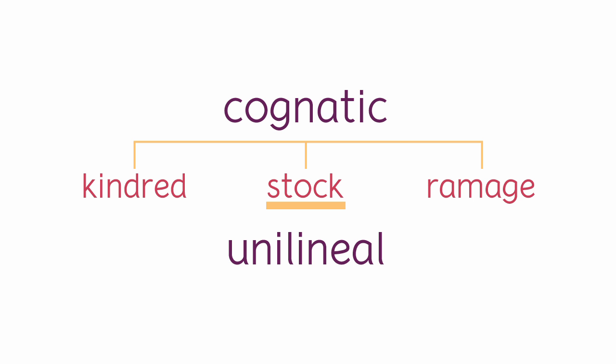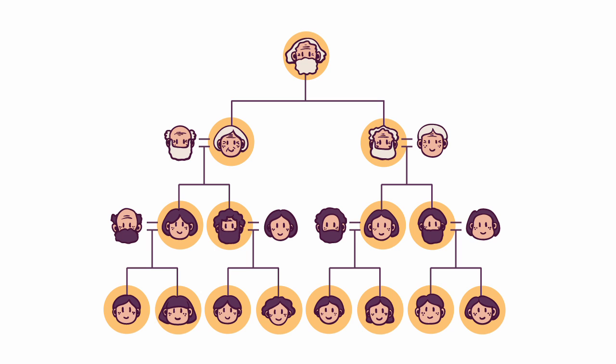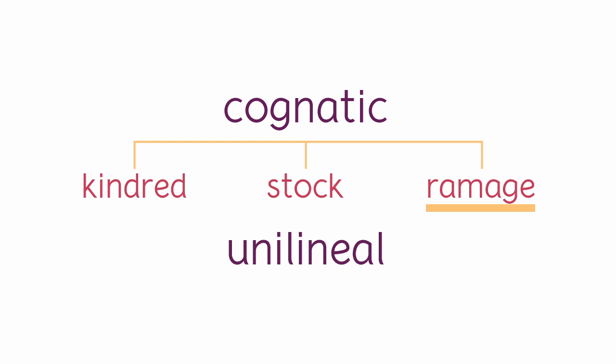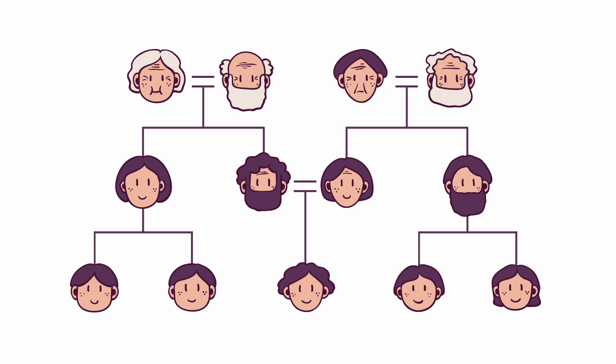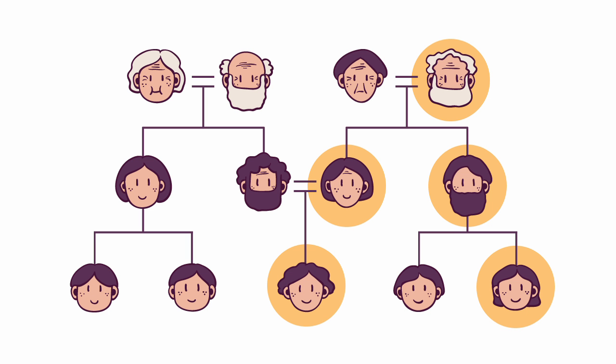Then we have a stock. You take an ancestor, and you go down the family tree through both the male and female lines. All the descendants of that ancestor form a stock. And finally, we have the ramage, where your kin are select members from your father's or your mother's side, and a spouse could choose to join the ramage of the person they married.